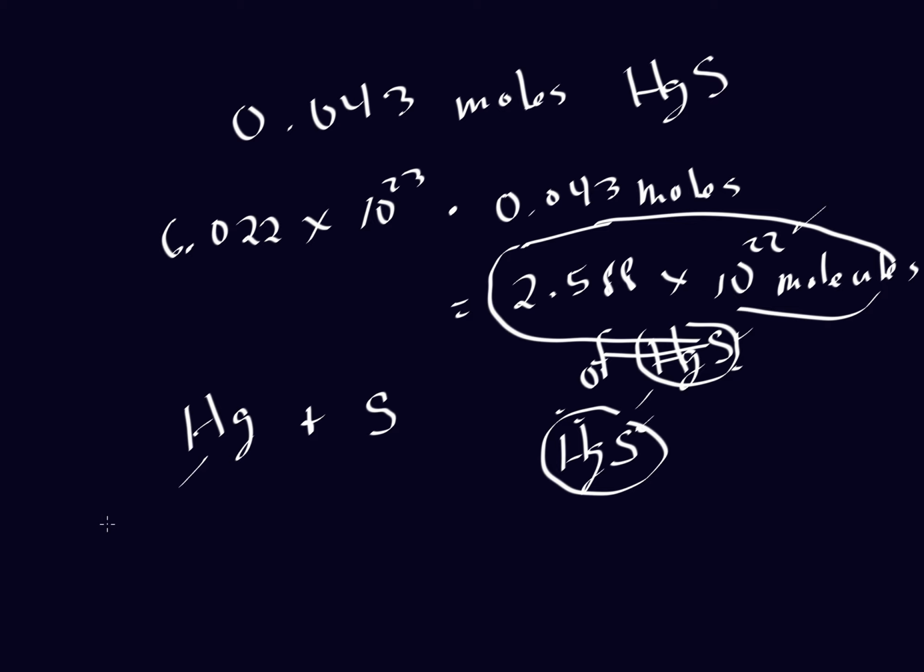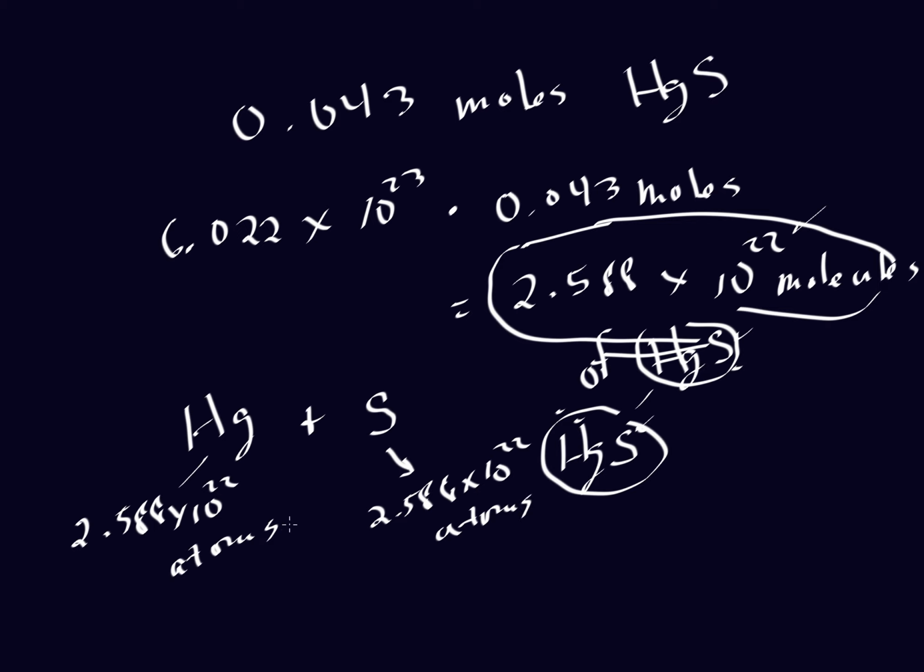So for mercury, we've got 2.588 times 10 to the 22 atoms. And then for sulfur, we have the same amount, 2.588 times 10 to the 22 atoms of sulfur. And so if we have this many atoms of sulfur and this many atoms of mercury, then we can combine those two to make this many molecules of mercury sulfide.